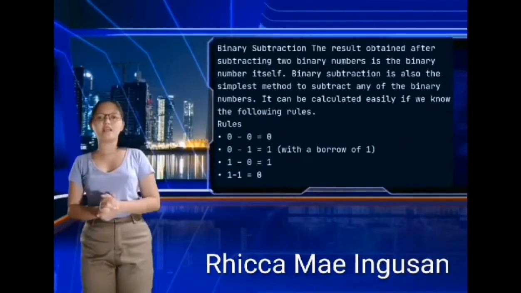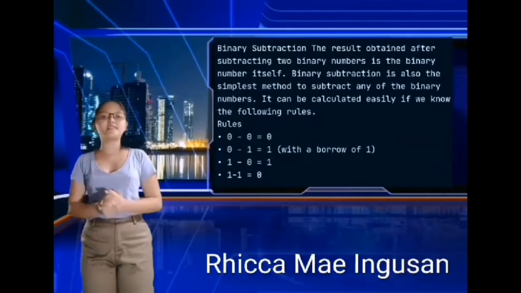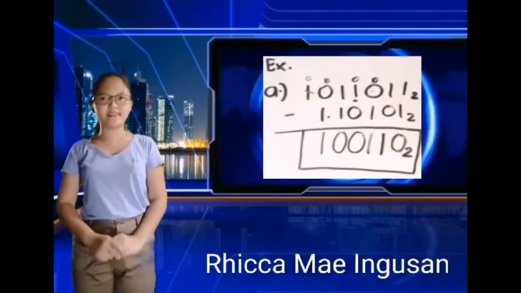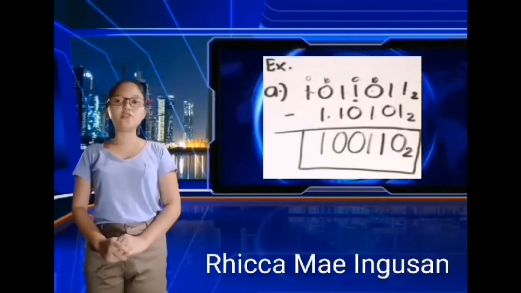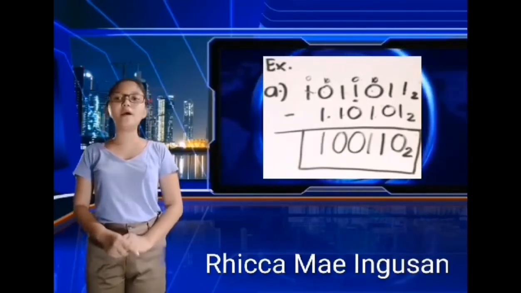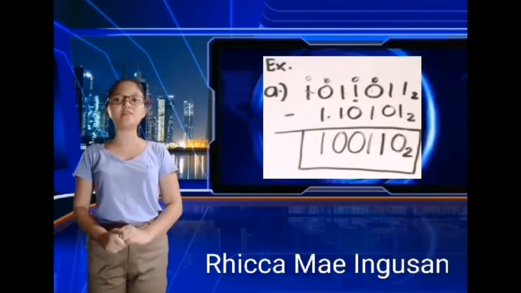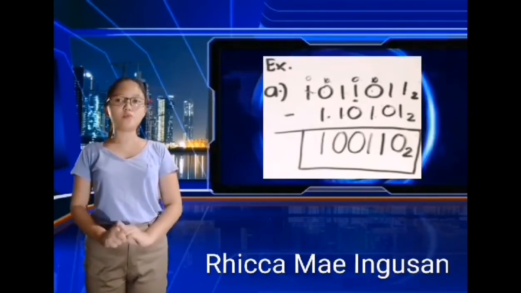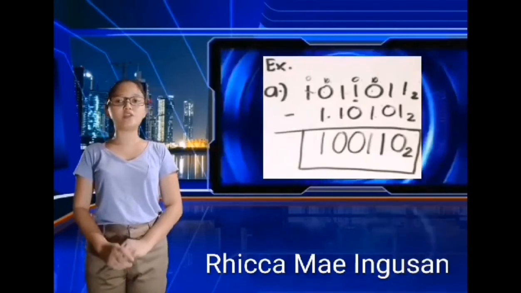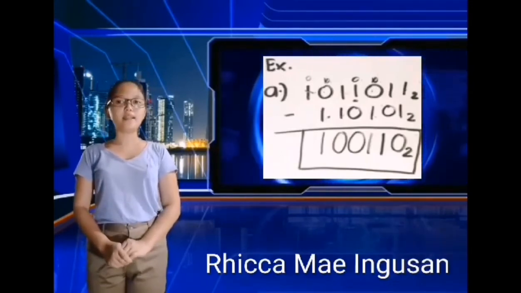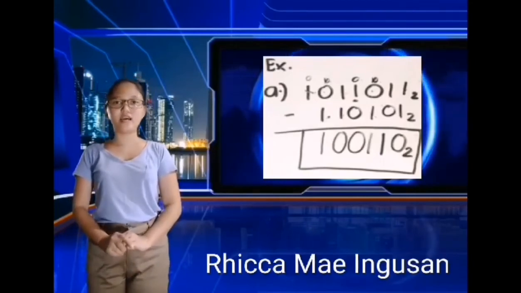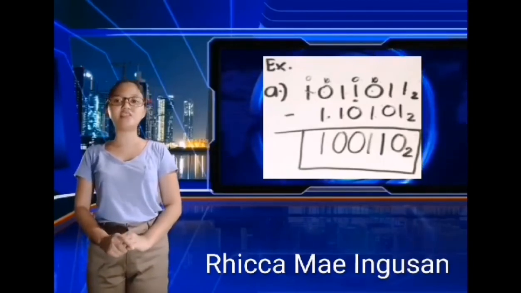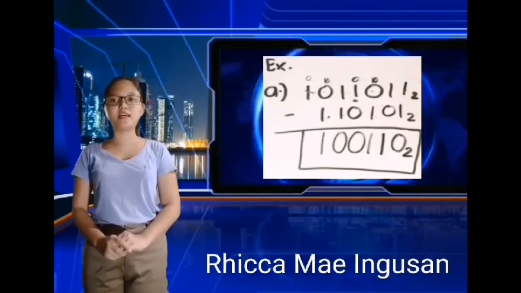Binary subtraction: the result obtained after subtracting 2 binary numbers is a binary number itself. In the subtraction example, 1 minus 1 equals 0, 1 minus 0 equals 1. 0 minus 1 cannot be done, so let's borrow. 10 minus 1 equals 1. 0 minus 0 equals 0. 1 minus 1 equals 0. 0 minus 1 cannot be done, so let's borrow the 1. 10 minus 1 equals 1. The 1 will be 0, so let's bring down the 0. So the answer is 100110, and let's put the subscript 2.